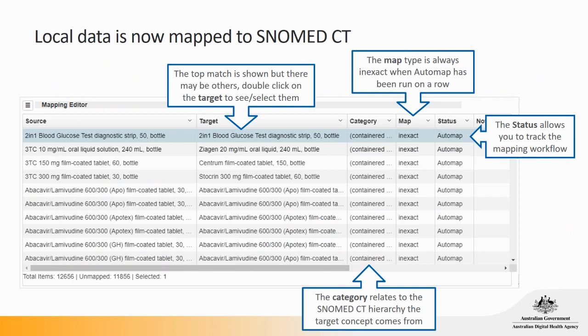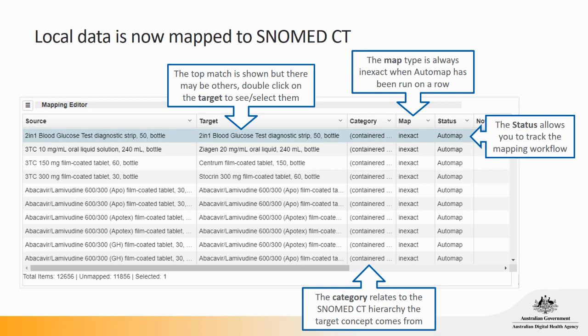So here I have my local data mapped to SNOMED CT, and you can see all these other columns are now filled in. The top match is shown in the target column, but there may be others that you can see from a drop-down when you double-click on the cell. And indeed, you can choose one of them if they are a better match.